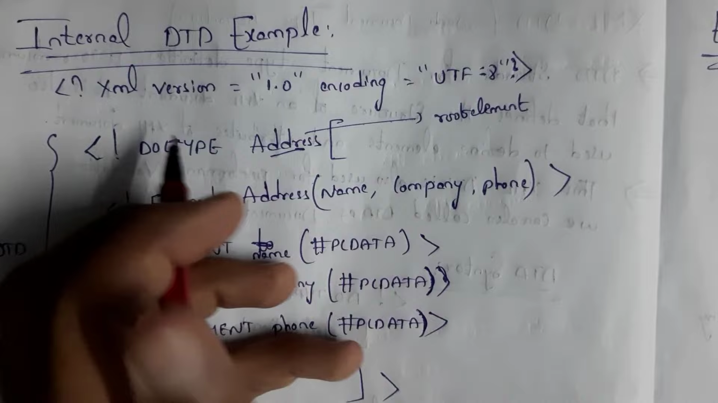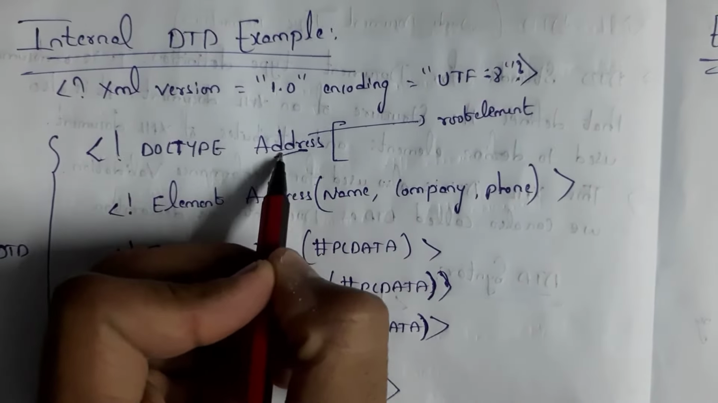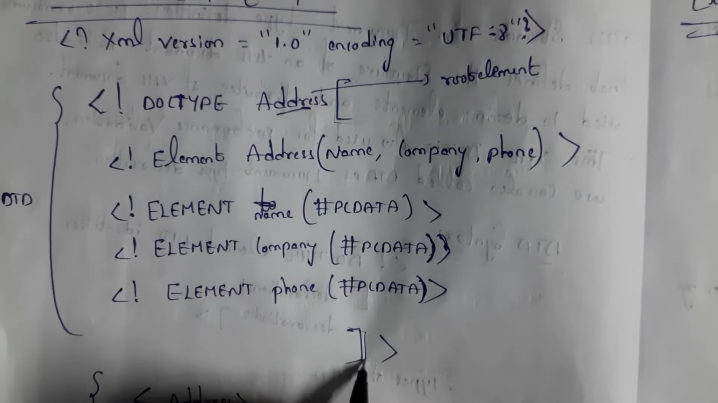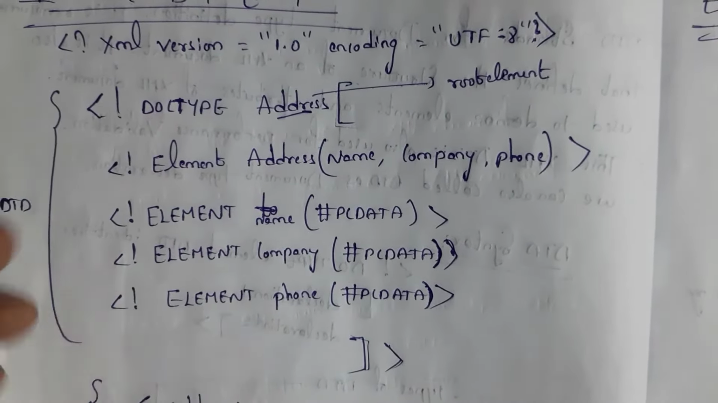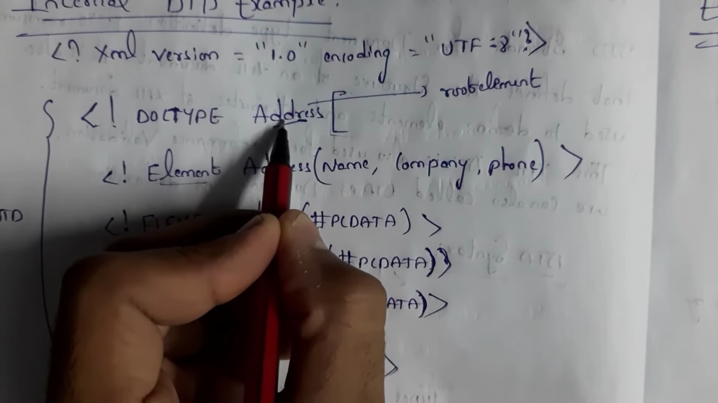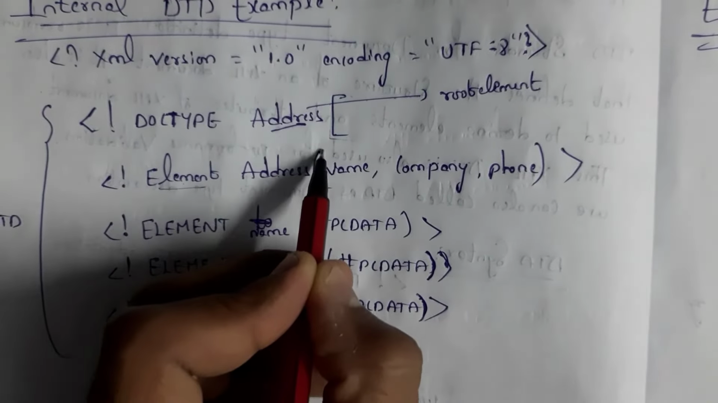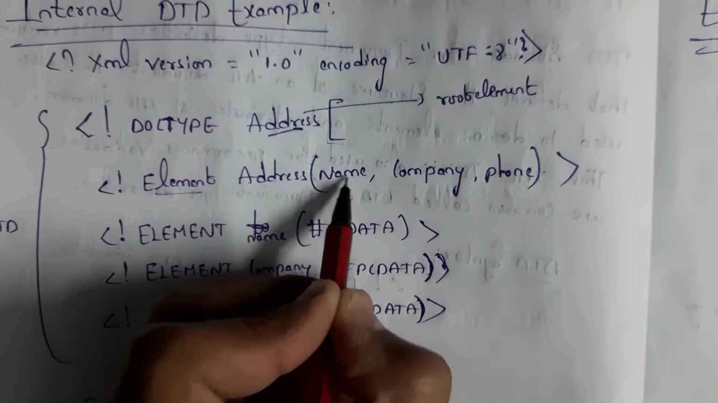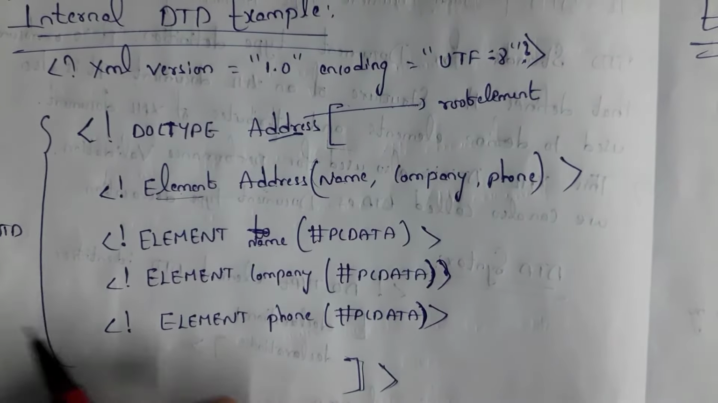In internal DTD, at first we need to write the document type, and I took the root element as address, and similarly we need to close this. I open this and similarly I close this, and inside that I wrote element address, which is the root element. Address contains name, company and phone number, and again we need to write separate elements for these.